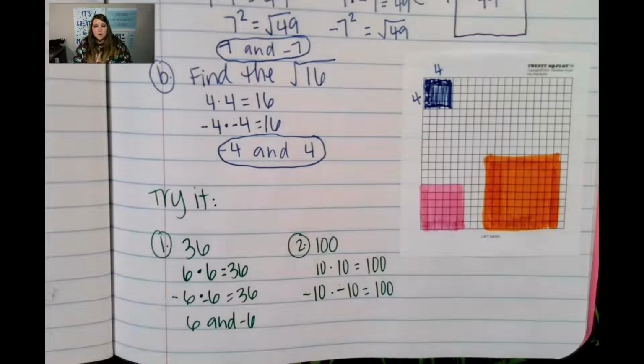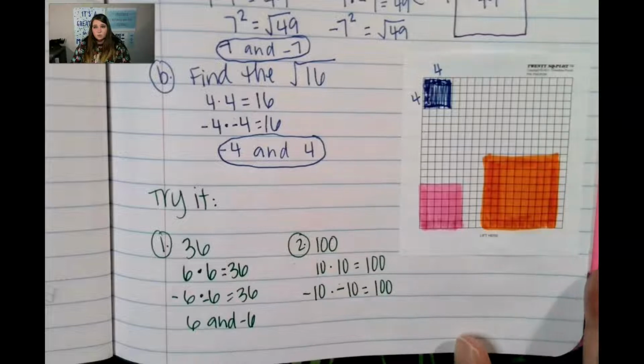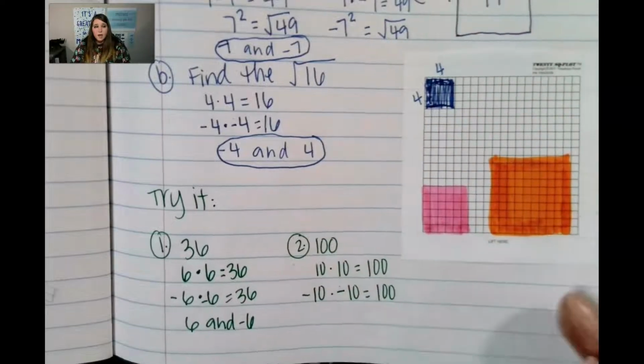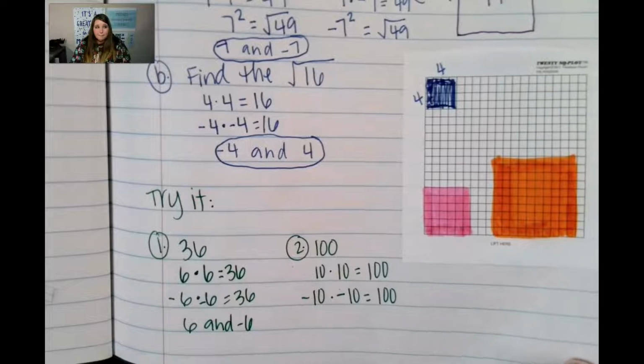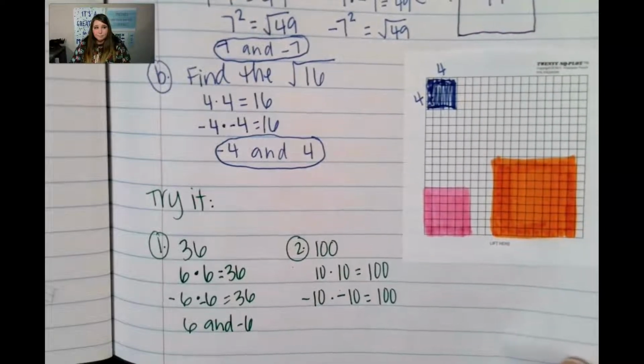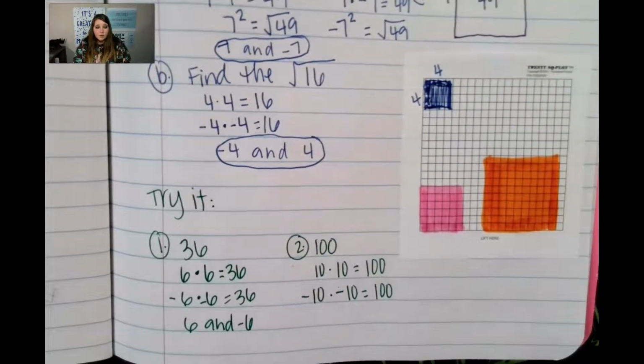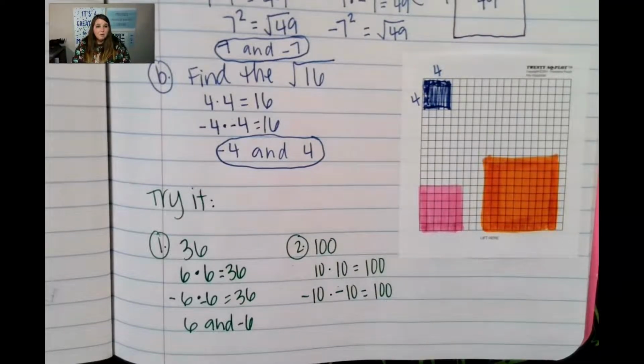All right, so now we're gonna just turn this page real quick and we are gonna talk about how to solve some problems that have square roots in them. Okay, so a couple of things that we want to add to our notes is that, one, we've been talking about integers, right? And that the integers are what make up that square root or that perfect square.